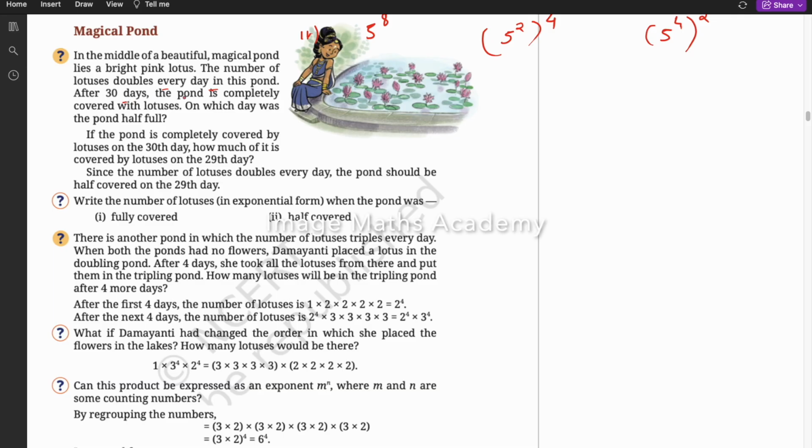After 30 days the pond is completely covered with lotus. 30 दिन के बाद पॉन्ड पूरी तरह से लोटस से कवर्ड रहेगा. So on which day was the pond half full? So on which day it was half? कौन से दिन हाफ रहेगा?